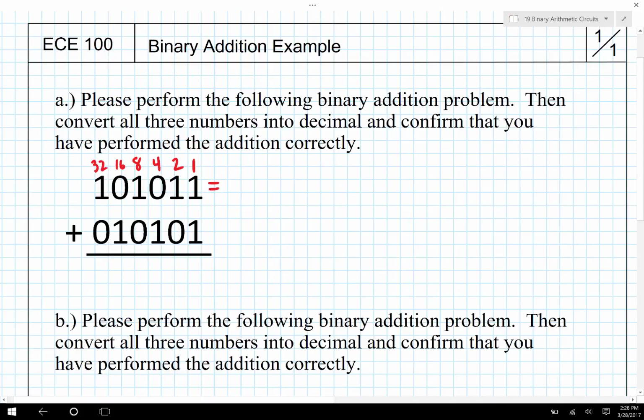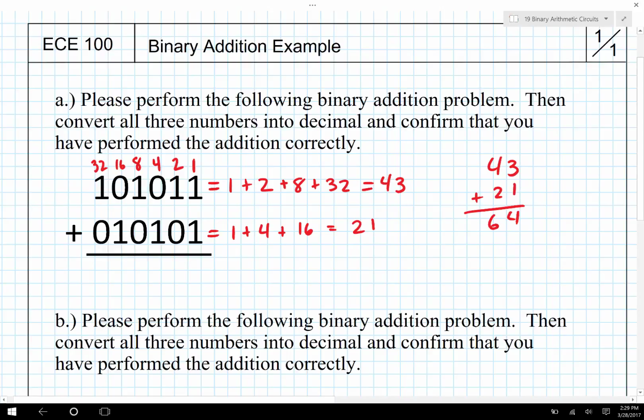So if I were to convert this into decimal, that would be a 1 plus a 2 plus an 8 plus a 32. You could put them in the opposite order. I sometimes like to work from right to left. When I add all of those numbers together, I get 43. And if I were to do this one, I'm going to get 1 plus 4 plus 16 is going to give me 21. And I know that 43 plus 21 is going to give me 64. So we should expect that the result is going to be 64, but let's do the addition.